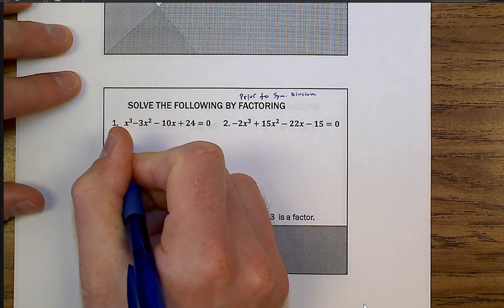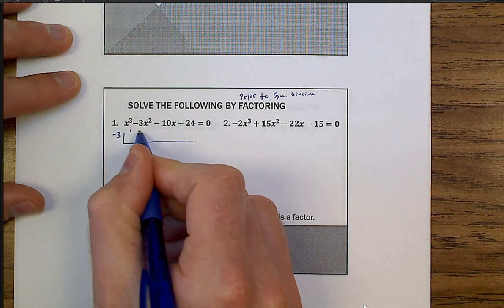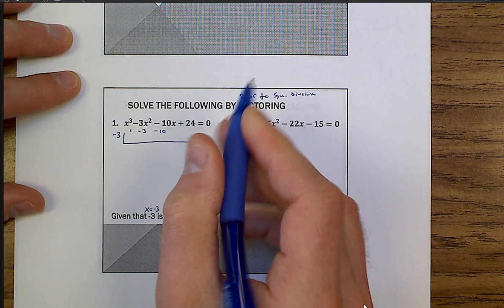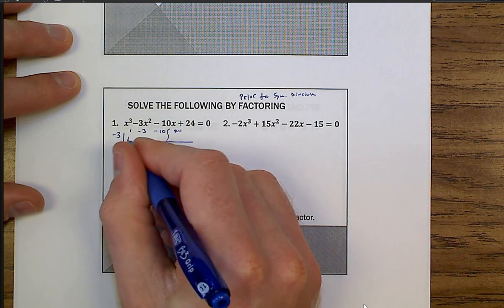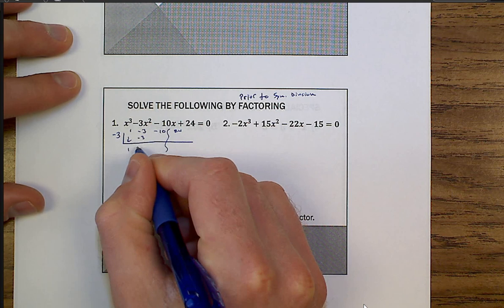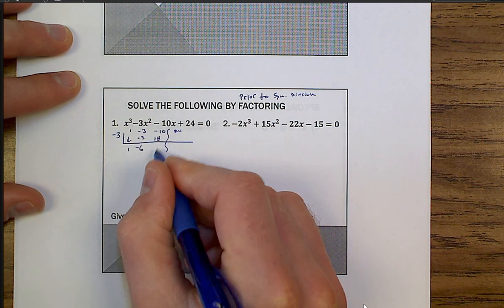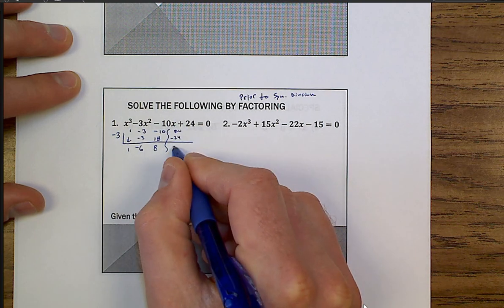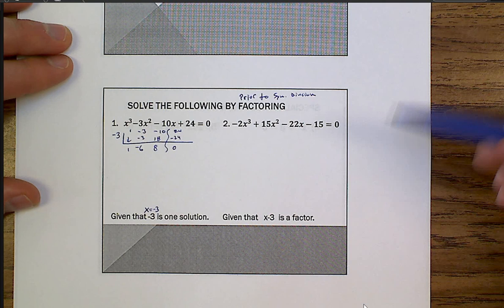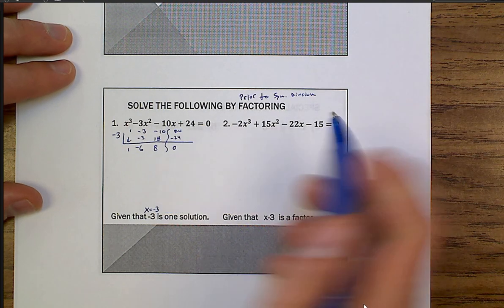So I'm going to use -3. I have a 1, a -3, a -10, 24. Squiggly line for my remainder. Drop down, that's a 1. -3 would make -6 because we add. That's going to be a +18, which will give me 8. And then -3 times 8 makes -24, gives me 0. Awesome. So what does that mean? It means what we already know, that -3 is a solution. Okay? It also means that we have this left over.